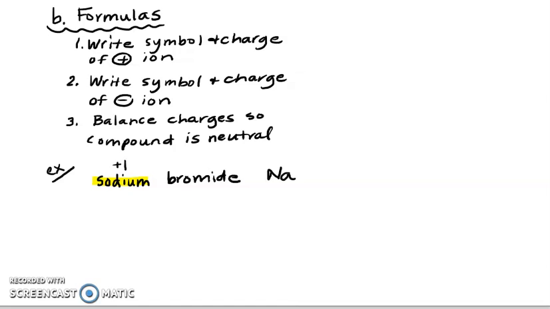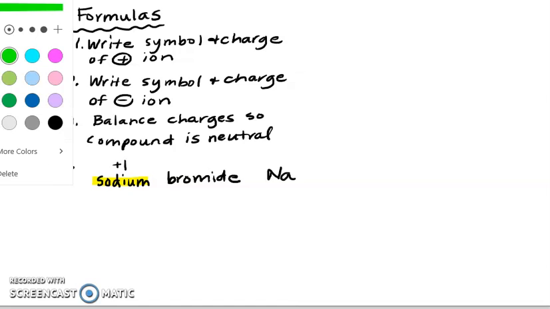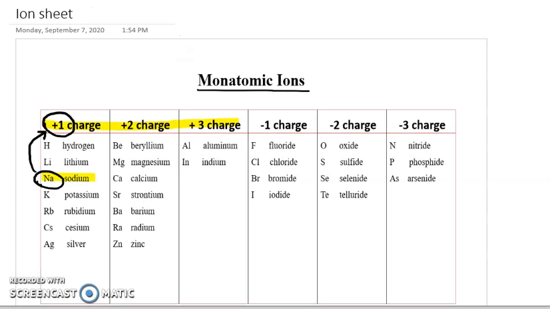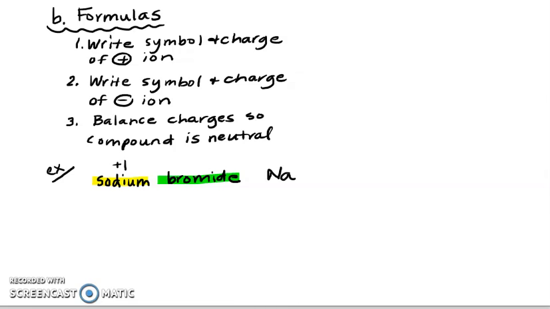Now I'm going to do my second ion. So I'm going to look for bromide. So I'm going to go to my ion sheet, and it's going to be negative because we always have a positive and then a negative, and we're going to find bromide. So I hunt through all of these to find bromide, and it's right here. So again, I write down the symbol, which is Br, and the charge, which is -1. So we write down in our notes Br, and we write down -1.